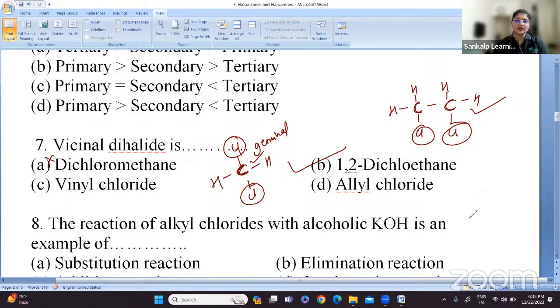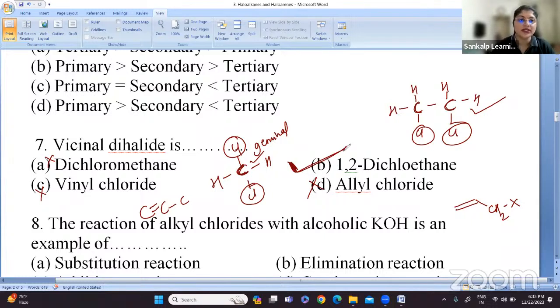Allyl halides means the halogen atom is attached to an sp3 hybridized carbon, which is next to a carbon-carbon double bond. So this option is wrong. Then what are vinyl chlorides? In vinyl halides, the halogen atom is attached to an sp2 hybridized carbon. So this is also wrong. So the correct answer is B.